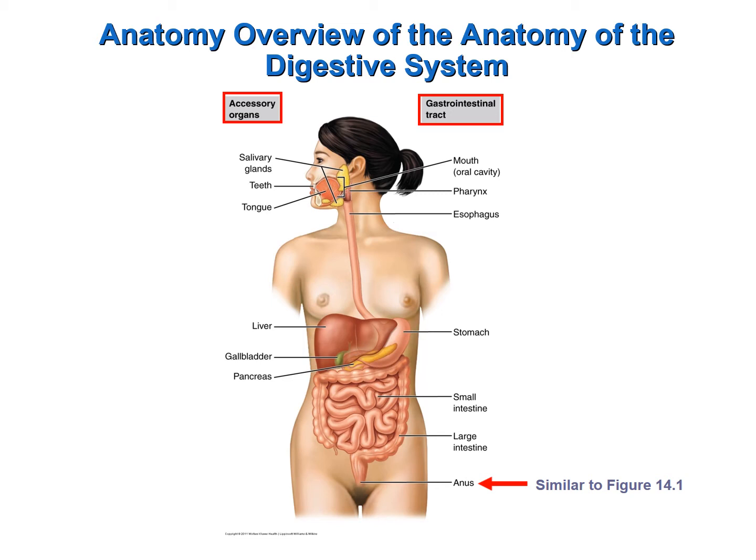The accessory organs shown on the left may or may not come in direct contact with food. The accessory organs are not a part of the GI tract proper. Nevertheless, they play very important roles in the digestive system. The salivary glands, teeth, and tongue are accessory organs of the oral cavity, and the liver, gallbladder, and pancreas are extremely important accessory organs in the abdominal cavity.